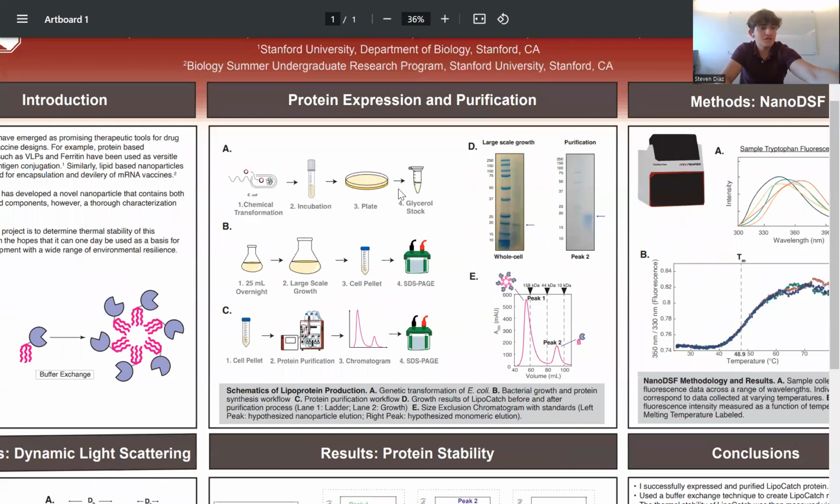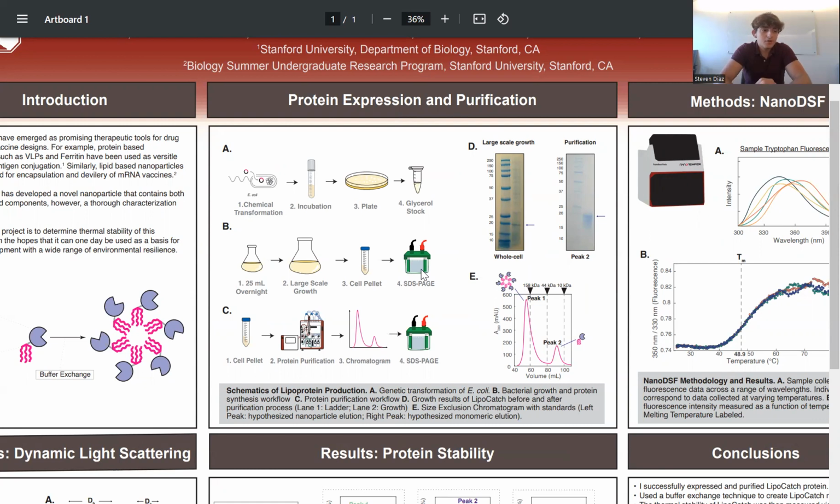My first step was to produce the nanoparticle. To produce lipocatch, I used recombinant DNA technology to overexpress a bacterial lipoprotein in an E. coli expression system. A whole cell SDS-PAGE analysis displays a band right here at the theoretical molecular weight of our protein, suggesting that our protein was indeed overexpressed and thereby present in solution.